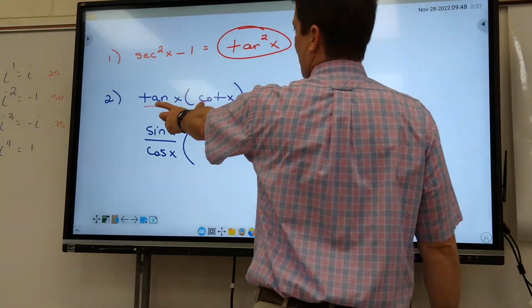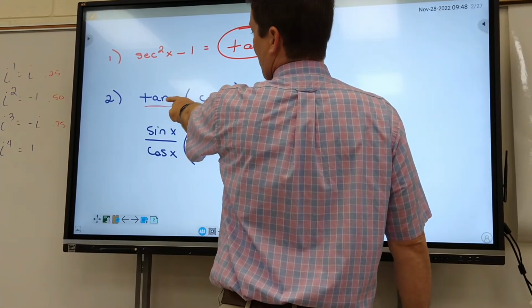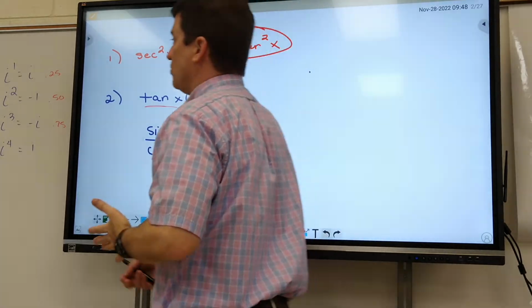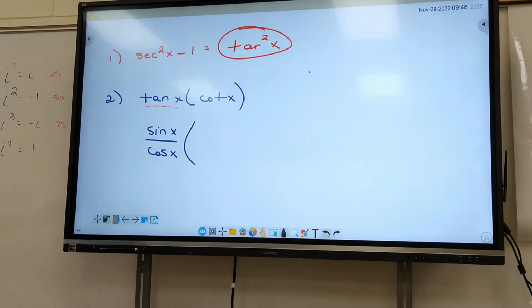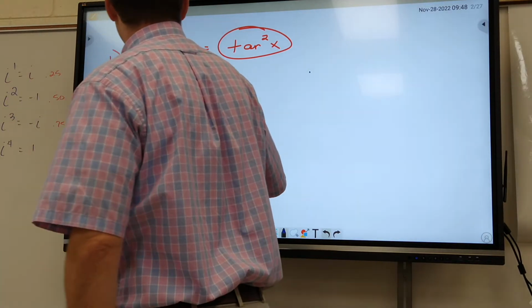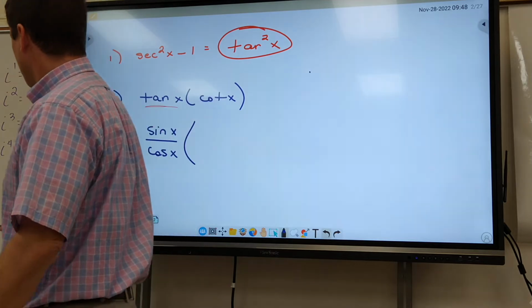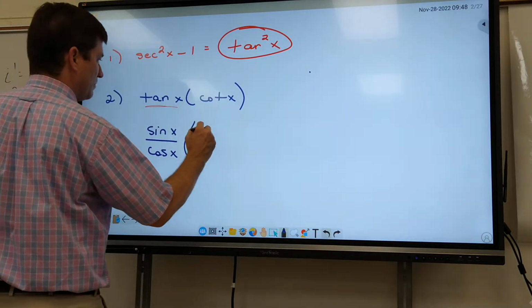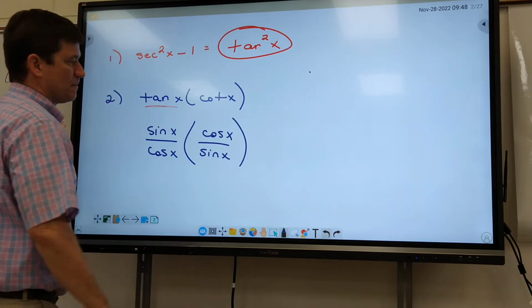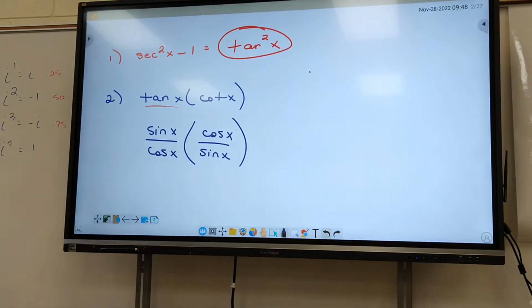I'll say it again. Ariana, if you have something in your problem that's not written as sine or cosine, you look at the board and you change it. So we change tangent into sine over cosine. Now we have to change cotangent into cosine over sine. That's what we have.